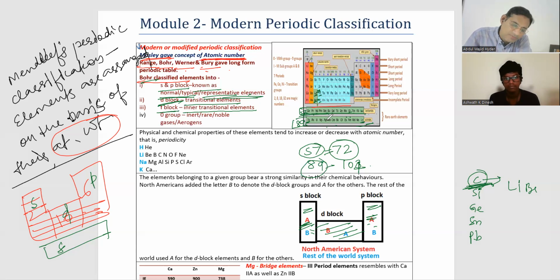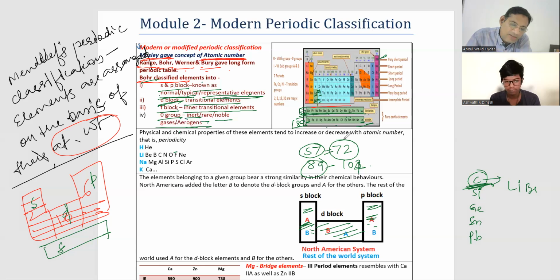So that's wrong. Now zero group elements, Bohr named them inert gases, rare gases, noble gases, or aerogens. Zero group elements are called noble, rare, or inert gases or aerogens. So Bohr classified elements into S, P, D, F and zero group elements. And other than this SPDF block, the zero group elements, this pink colored one, are also there.